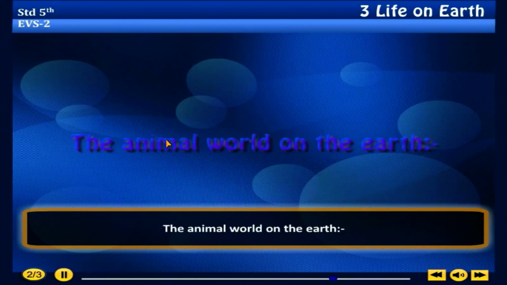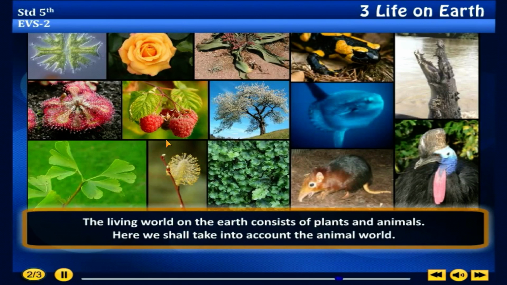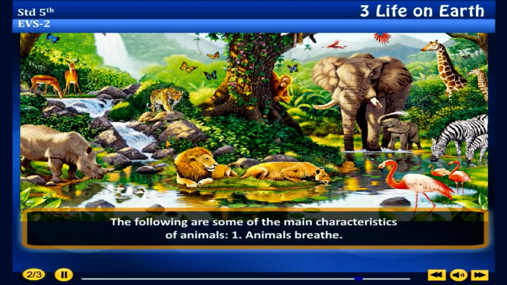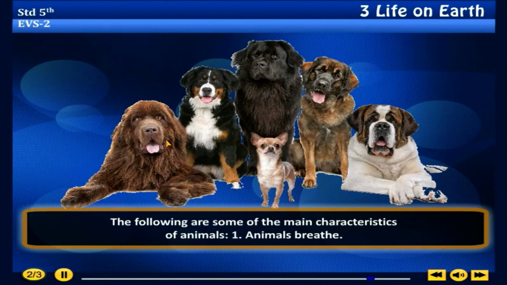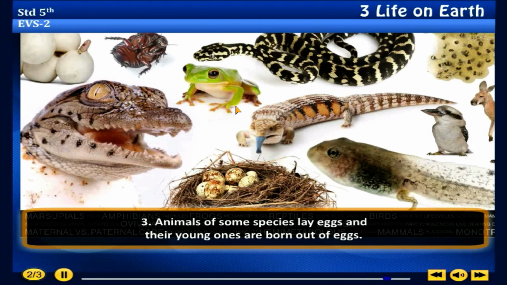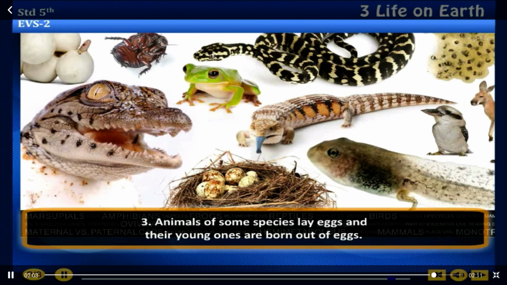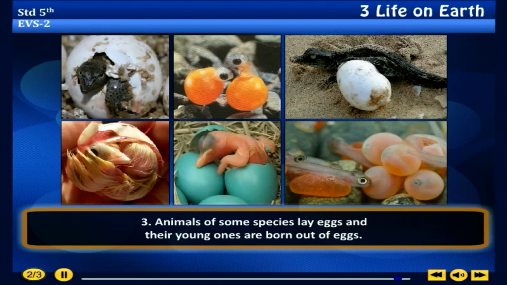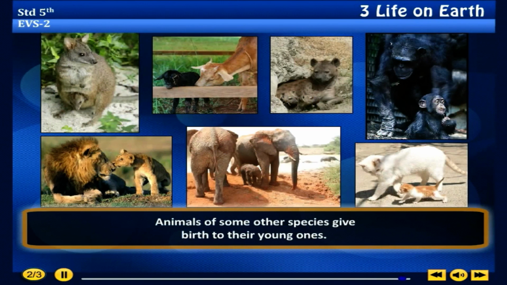The animal world on the Earth. The living world on the Earth consists of plants and animals. Here, we shall take into account the animal world. The following are some of the main characteristics of animals. 1. Animals breathe. 2. Animals move in order to get food or for other purposes. 3. Animals of some species lay eggs and their young ones are born out of eggs. Animals of some other species give birth to their young ones.